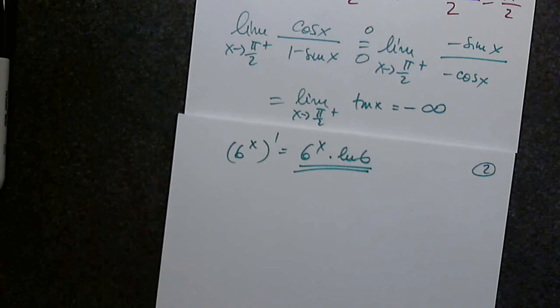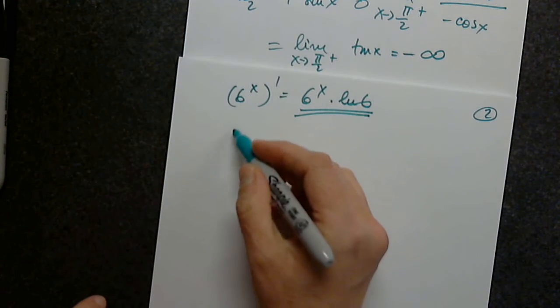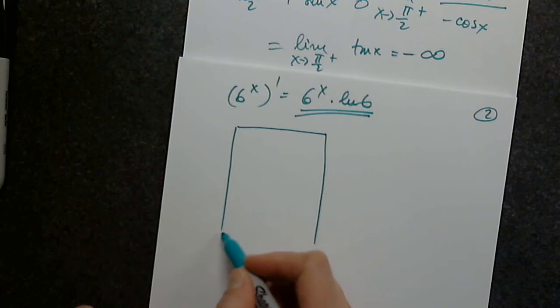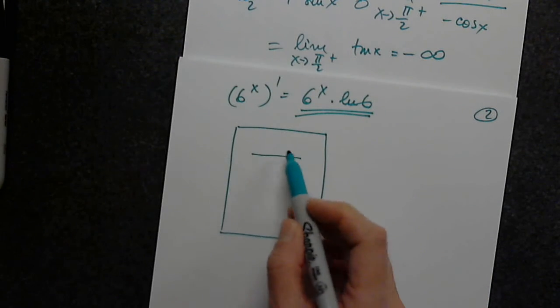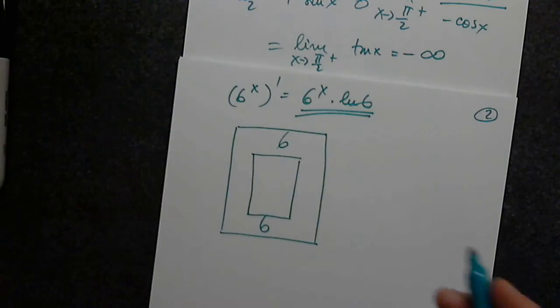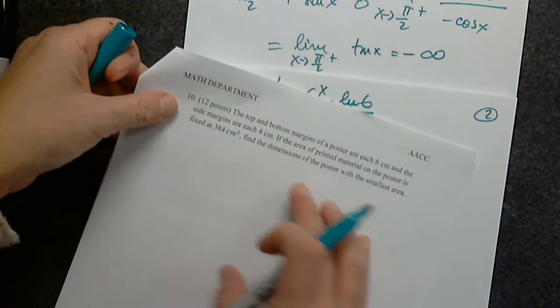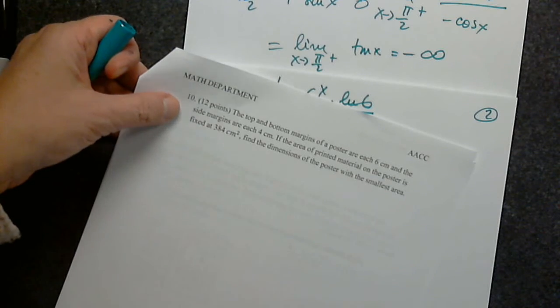Number 10. Yes, we did number 10 in class, if you go back to the notes, but let's at least get it started. So we're given that the top and bottom margins of a poster are each 6, so 6 and 6 inches. And the side margins are each 4. And we are told that the area of the printed material on the poster is fixed.